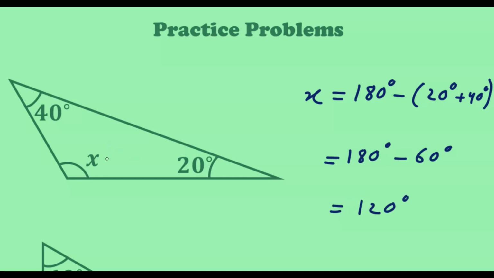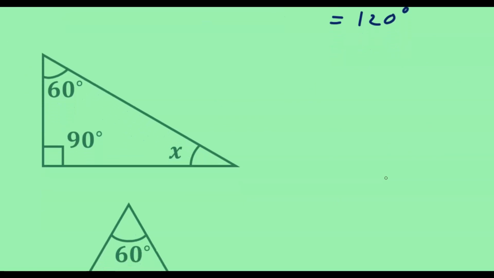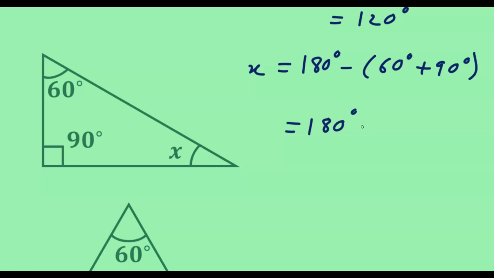So what is the value of the missing angle? It's 120 degrees. Let us move on to the next problem. In this triangle, we need to determine the value of x, where the other two angles are 60 degrees and 90 degrees. So let us determine x by subtracting from 180 degrees the sum of the other two angles. So we get 180 degrees minus (60 degrees plus 90 degrees). So 180 degrees minus that sum, 60 degrees plus 90 degrees is 150 degrees. So we have 180 degrees minus 150 degrees, that is equal to 30 degrees. And so this is the missing angle, it is 30 degrees.